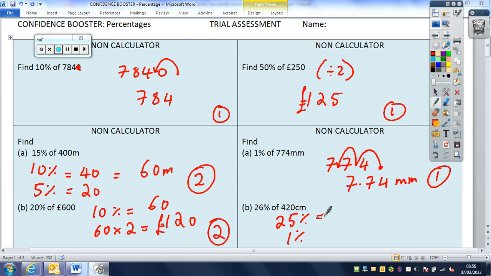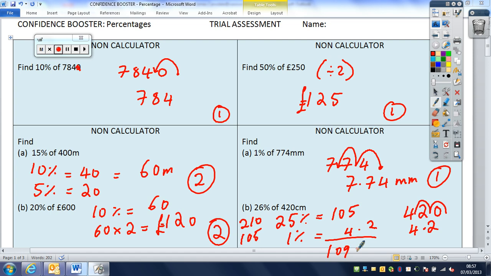So if I halve that, that's 210. And if I halve 210, so half of 10 is 5, half of 200 is 100, so that's 105. So 25% is 105 so far. 1%, Louise just told us, move that decimal point twice, so that's 4.2. And that means if I add 105 to 4.2, I'll have 109.2.